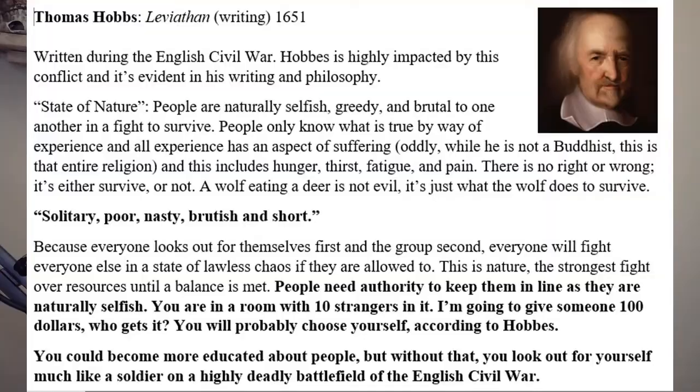According to Hobbes, there is no real right or wrong morally. It's either survive or don't. A wolf eating a deer is not evil. That's just the wolf surviving. So I don't look at the wolf as evil and the deer as good. I look at the deer as trying to survive and the wolf as trying to survive. According to Hobbes, life is, quote, solitary, poor, nasty, brutish, and short.